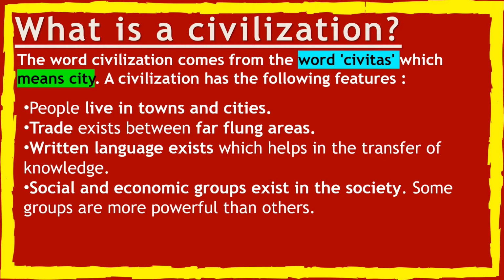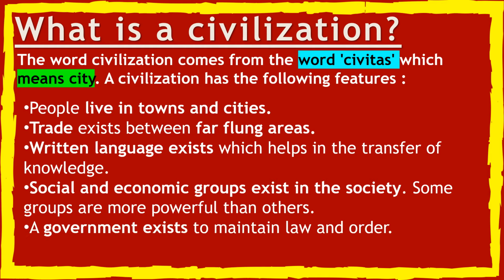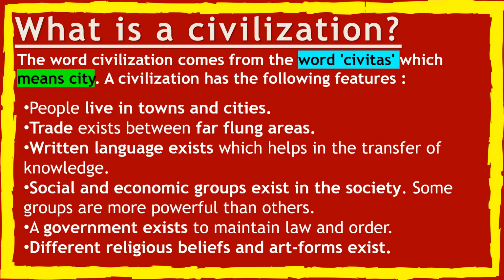Social and economic groups exist in the society. Some groups are more powerful than others. A government exists to maintain law and order. Different religious beliefs and art forms exist.